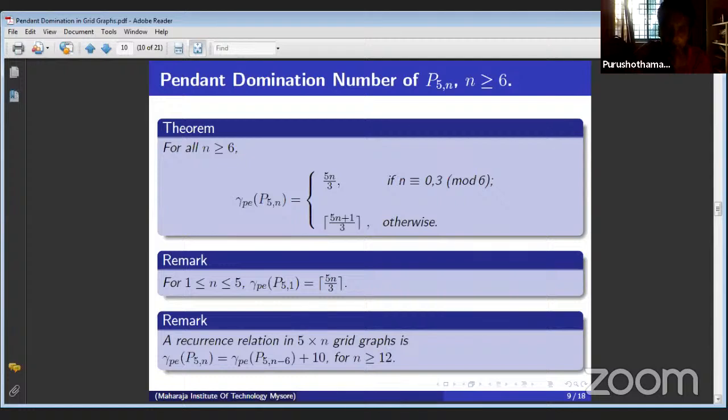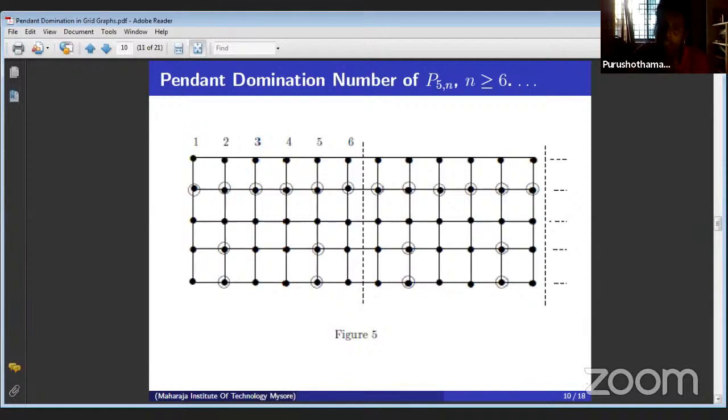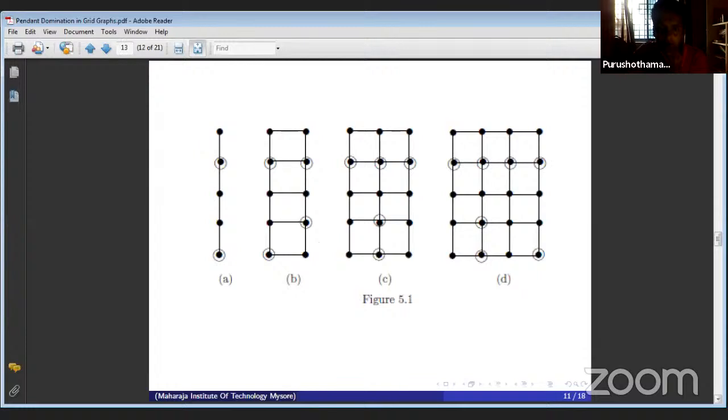So in the remark, recurrence relation in P(φ × n) grid graph: the pendant domination number of P(φ, n) is equal to the pendant domination number of P(φ, n−6) plus 10, for all n greater than or equal to 12. So this is the figure of P(φ × n).